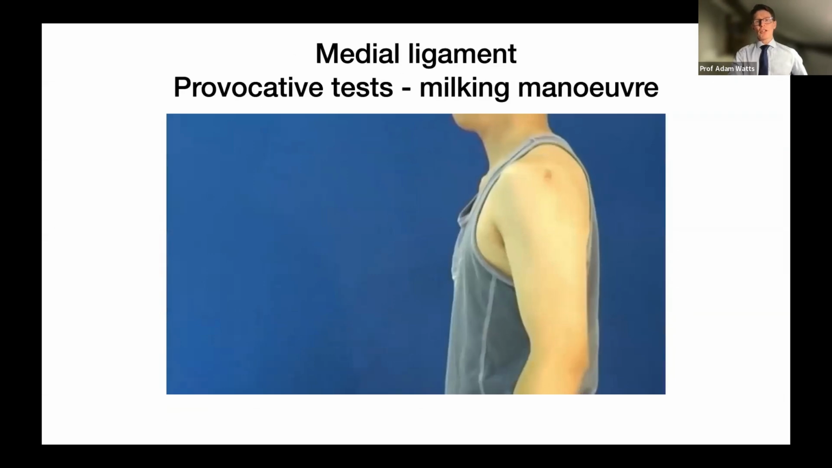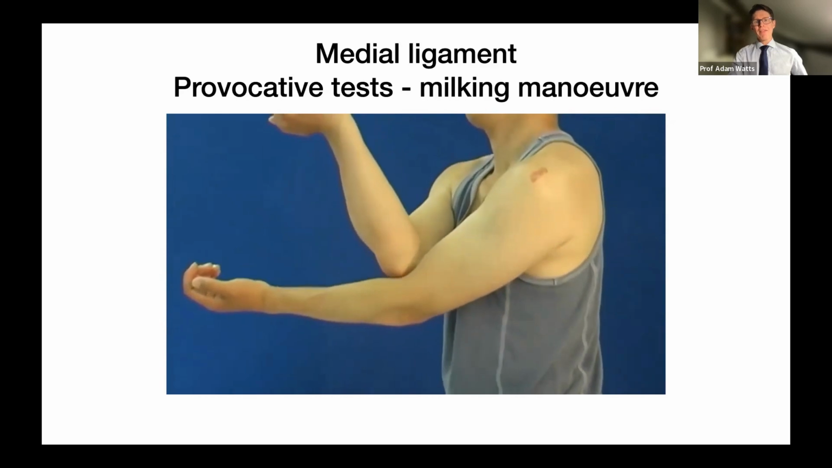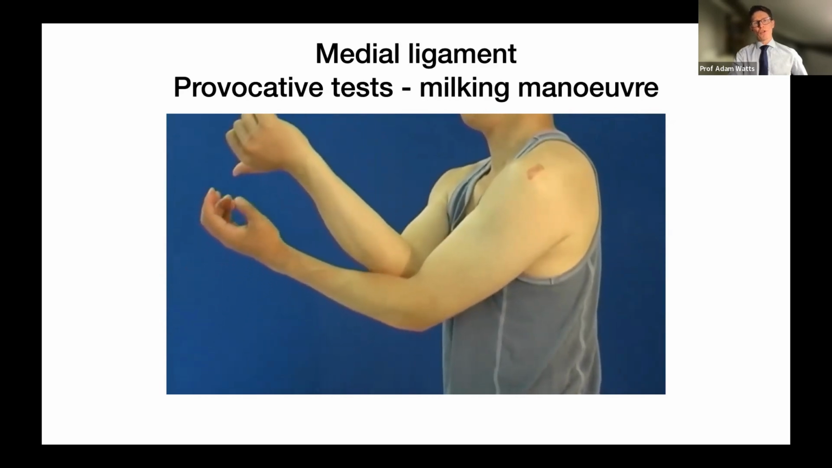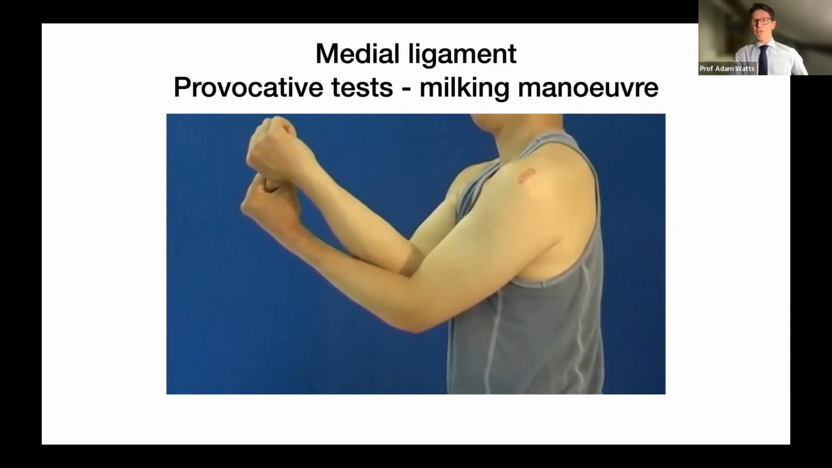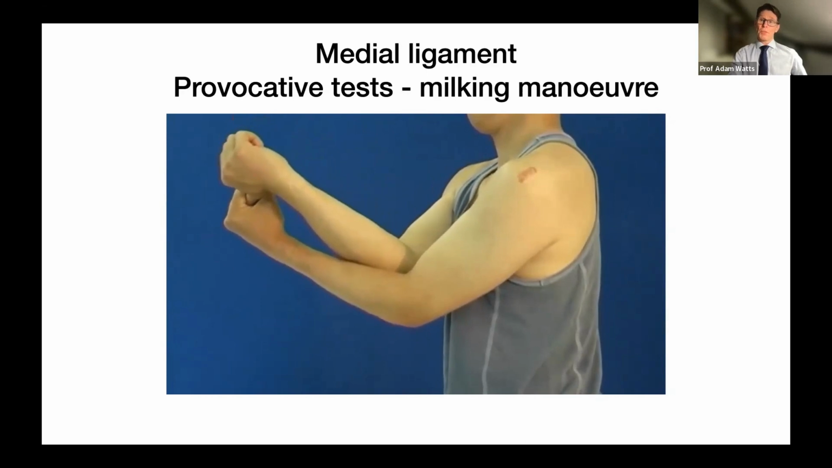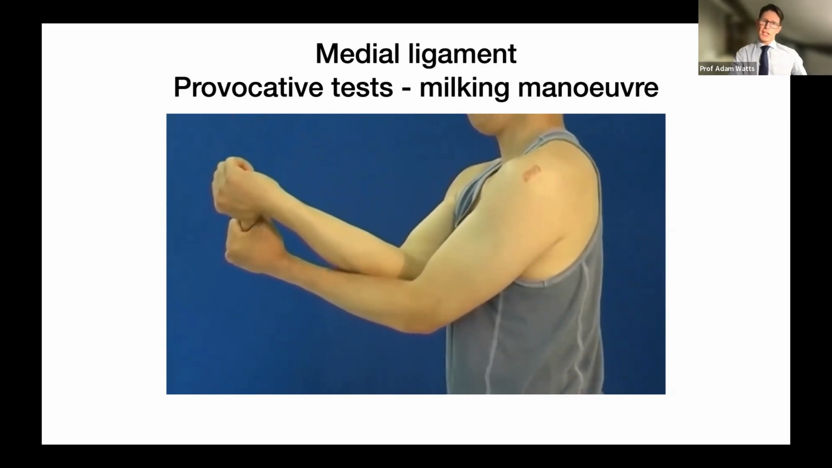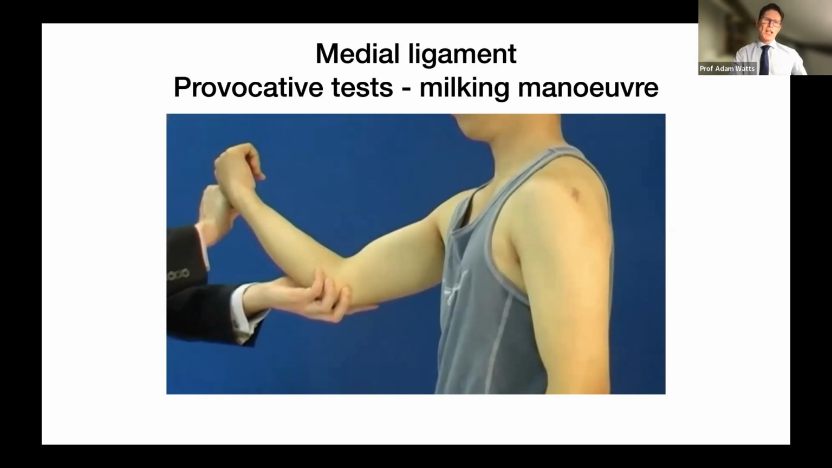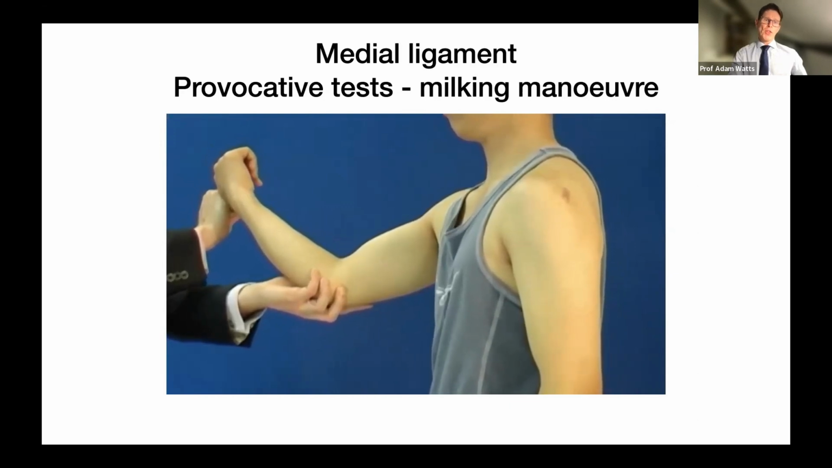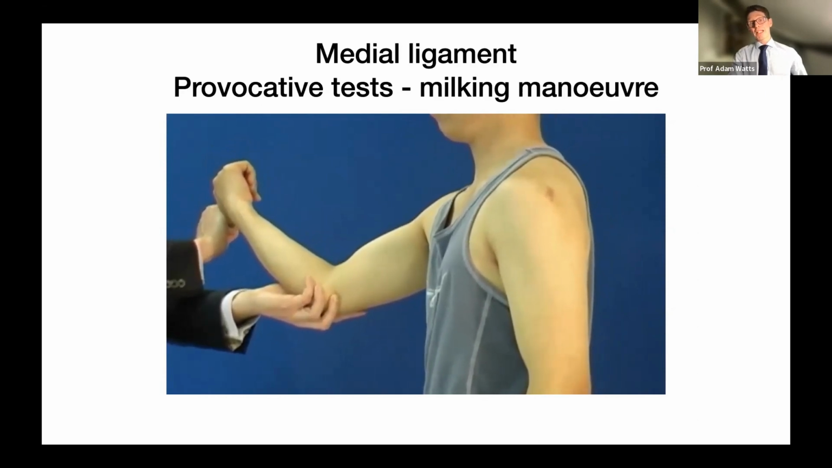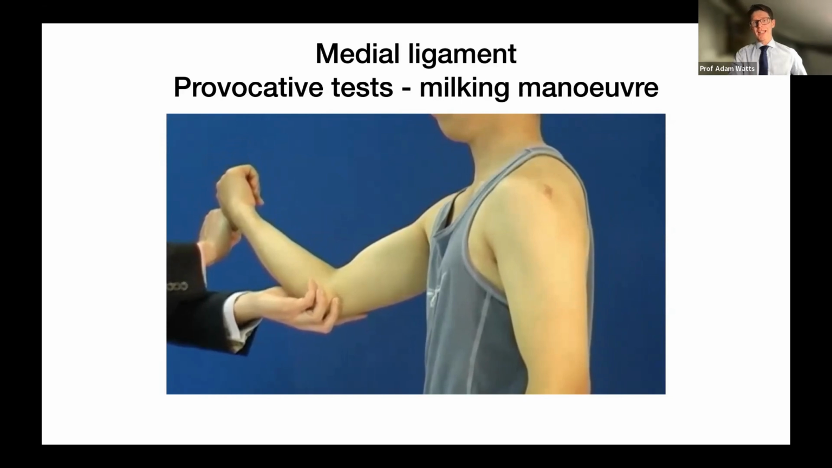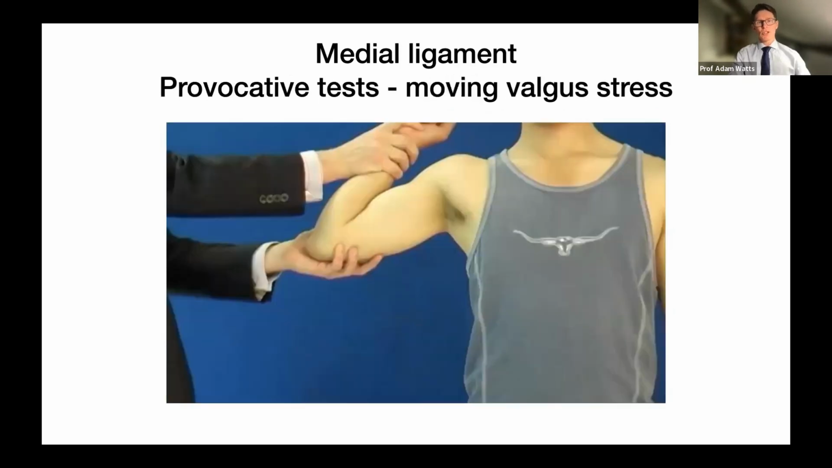The milking maneuver, you can get the patient to do that, and this is a painful provocative test for more chronic instabilities. So you ask them to pull on their thumb. The problem is that it can be difficult for the patient to get into this position, and by the time they've worked out what you're trying to demonstrate, they've lost interest. So I actually do it myself. I pull on their thumb at about 70 degrees of flexion, and I repeat it at 120 degrees. So 70 degrees for the anterior band, 120 degrees for the posterior band of the medial collateral ligament, and it'll reproduce their pain in many situations.